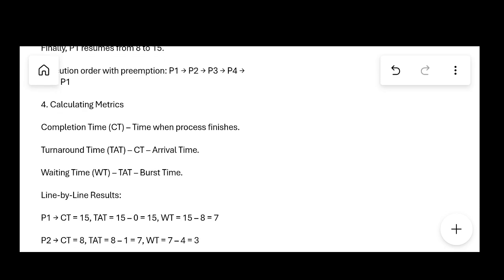Calculating metrics. First is completion time, CT, the time when a process finishes. Then turnaround time, TAT, the total time from arrival to completion: CT minus arrival time. Then waiting time, the time spent waiting in the ready queue: TAT minus burst time.